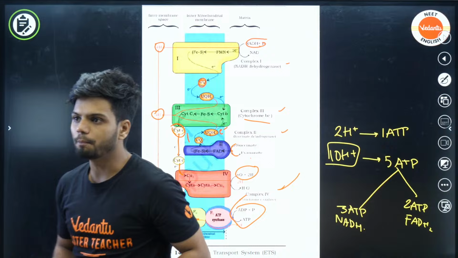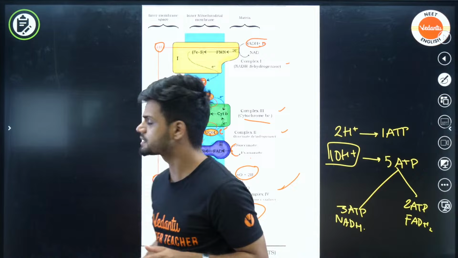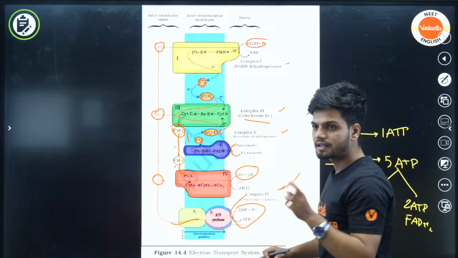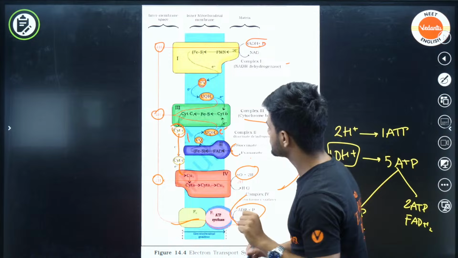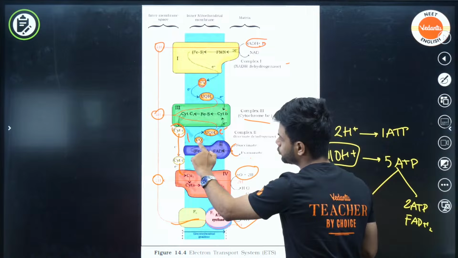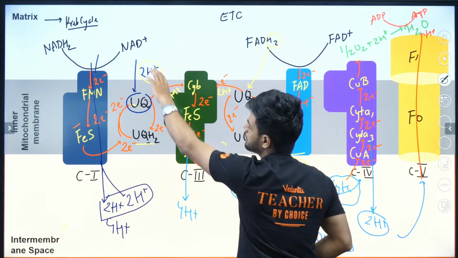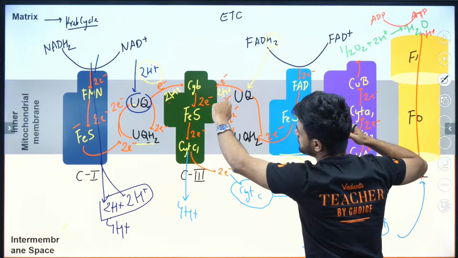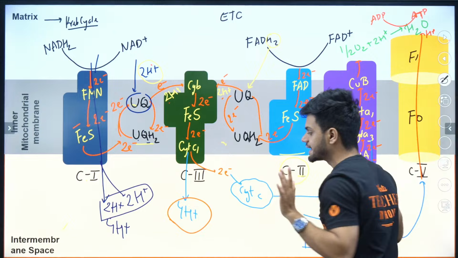Complex 3 does not release 4 extra H plus. Remember, complex 3 is releasing 4H plus only. That is, 2 is coming from here, 2H plus is coming from here. See this diagram. 2H plus from the matrix, ubiquinol is sending here. From FADH2, 2H plus is given to your complex 3. So in total, how many? In total, 4H plus is released.